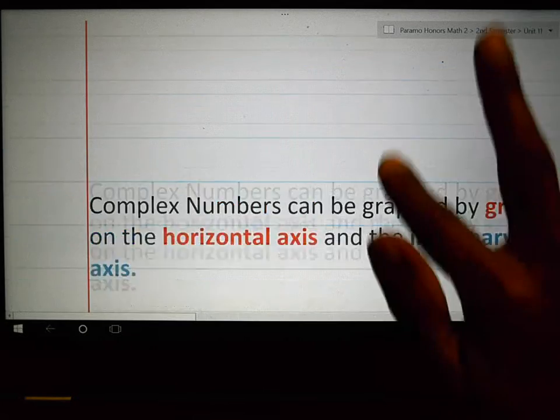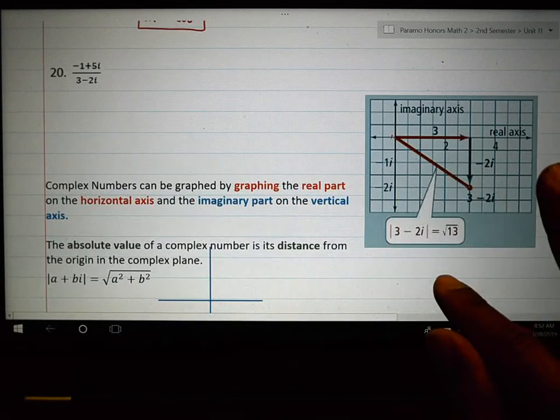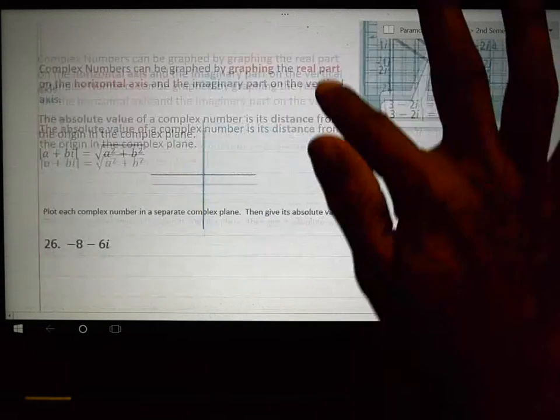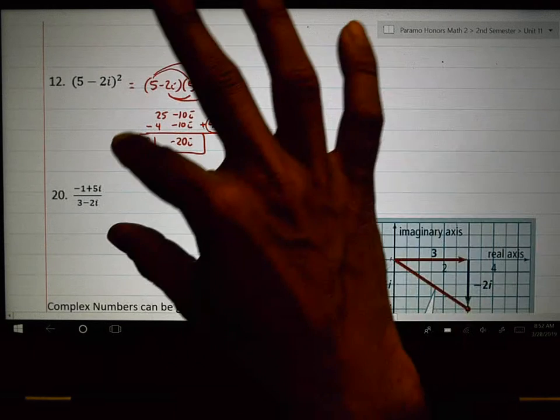I have, oh my, I didn't even know that was down there. Okay, here we go. I got number 20.